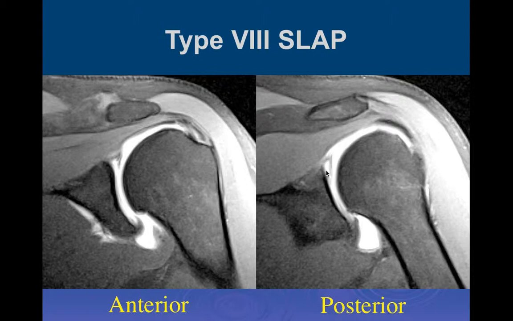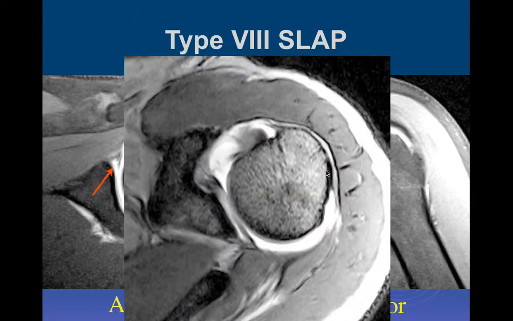And maybe most massive posterior labral tears, the kind we see in weightlifters or athletes who do a lot of bench pressing in their training process, when they get massive posterior labral tears, most of them will extend up into the superior labrum. So they would be technically, I guess you could say, type 8 slap tears.